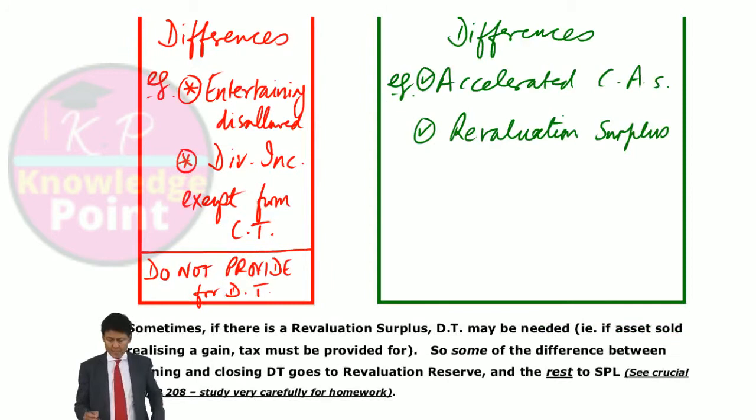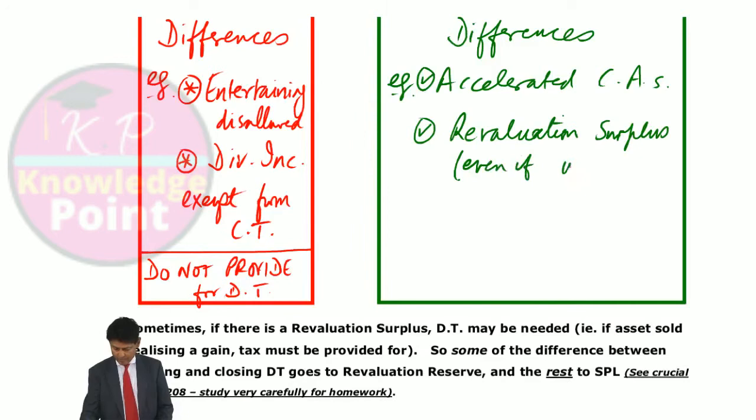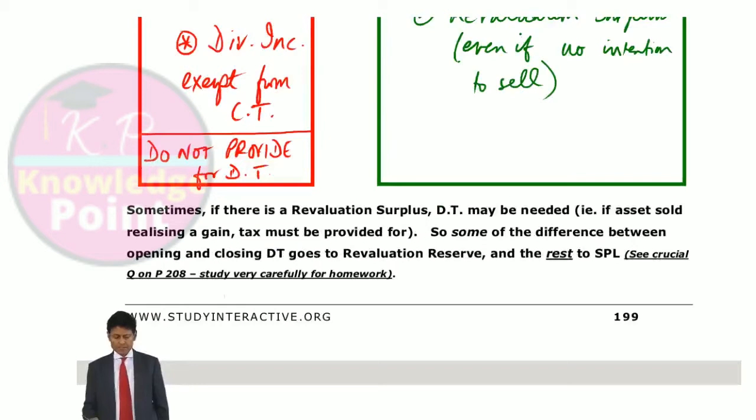I'll just say, even if there is no intention to sell. Okay, sometimes if there is a revaluation surplus, deferred tax may be needed. If assets are sold realizing a gain, tax must be provided for. So some of the differences between opening and closing deferred tax goes to revaluation surplus.